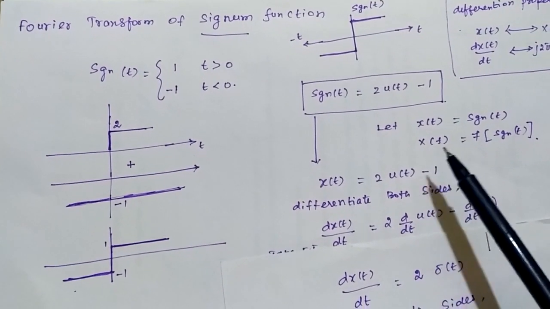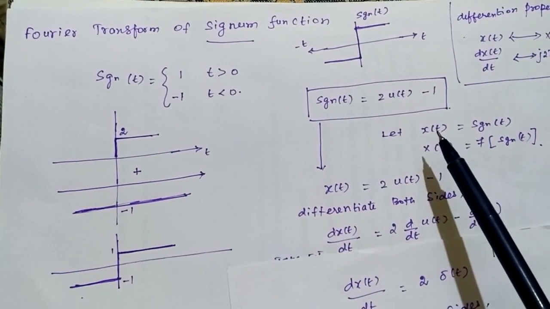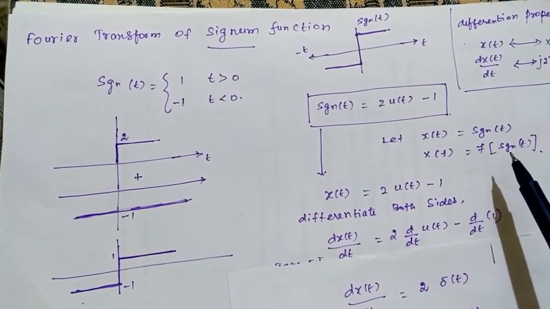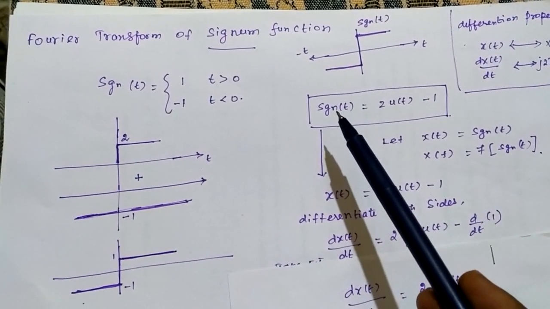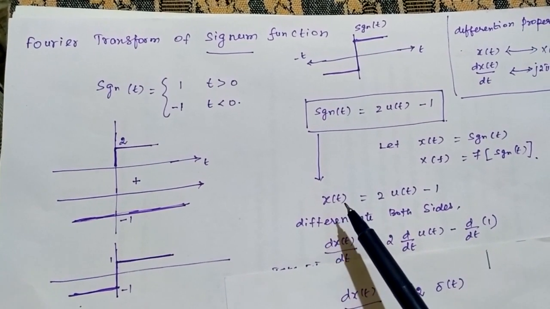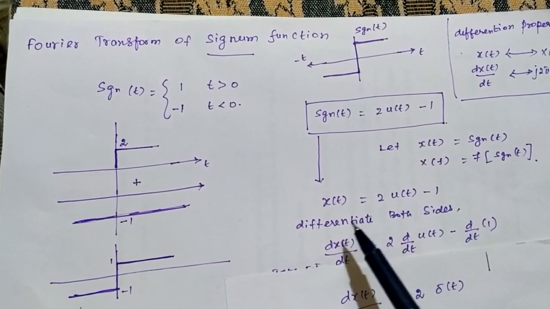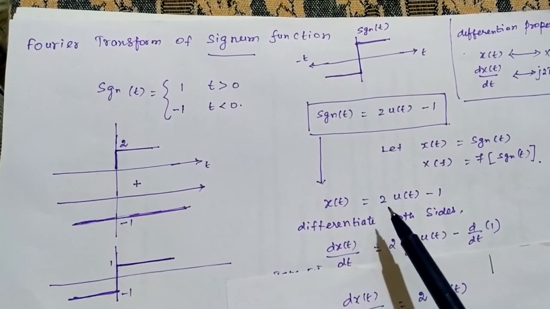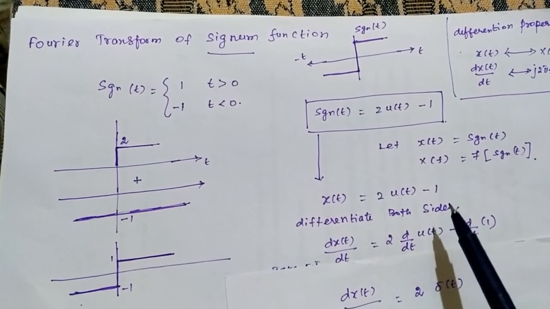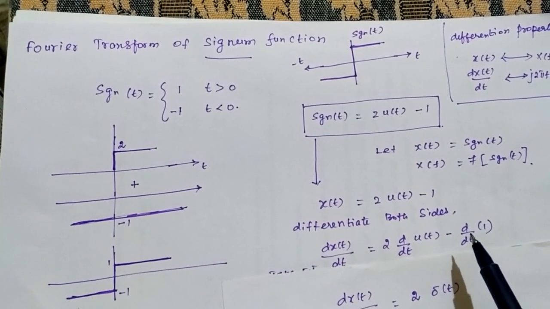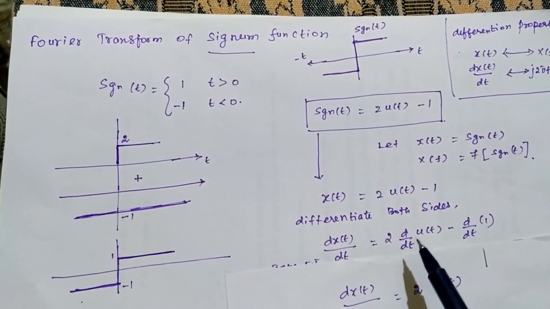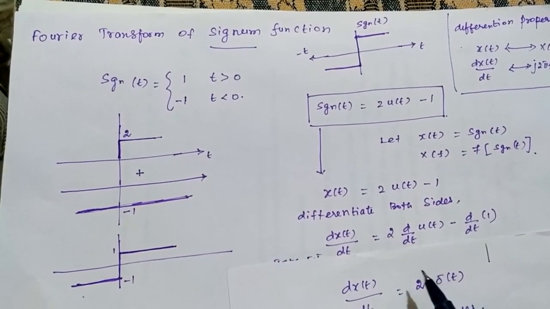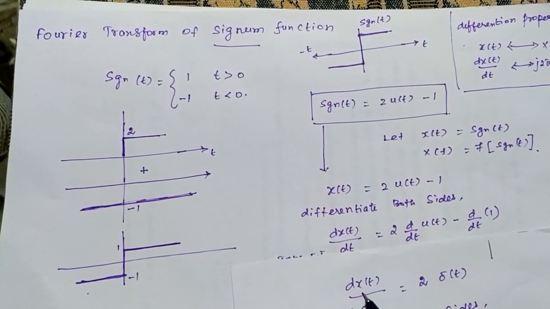Now we will take this signum function as x, whose Fourier transform is x of f. We write x of t is equal to 2 times u of t minus 1. Differentiating on both sides, we have dx by dt equal to 2 into the derivative of the step, and the derivative of the constant is zero. The differentiation of a step signal is nothing but an impulse signal.